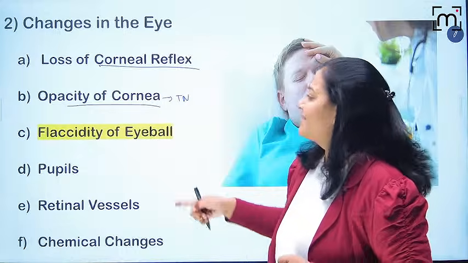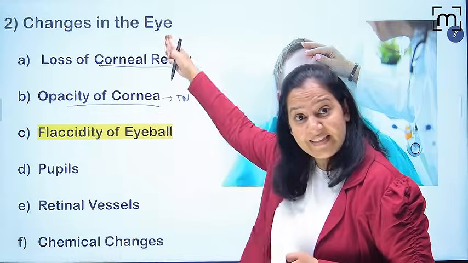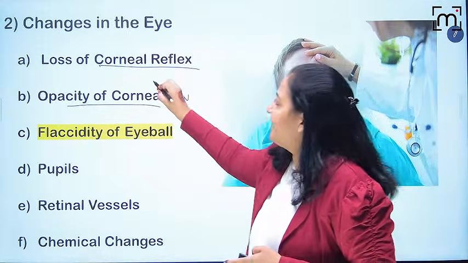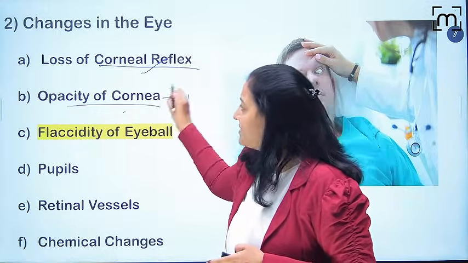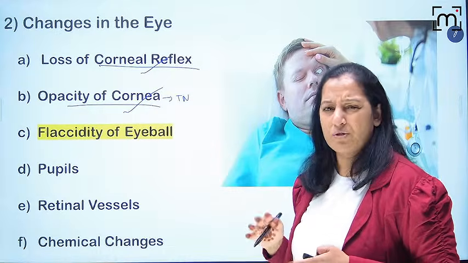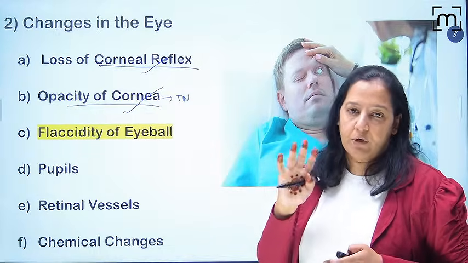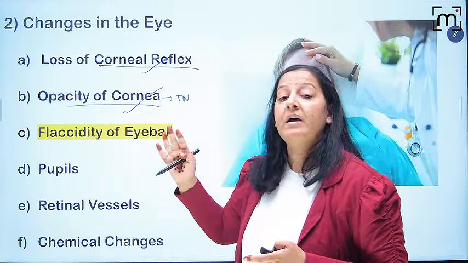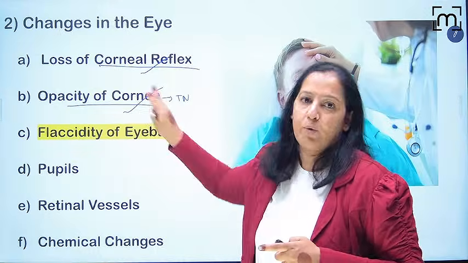So that is the second point we have seen. We have to see 6 things in the eye. We have already seen loss of corneal reflex. We have already seen opacity of the cornea. Not loss of opacity, let me correct myself: loss of shininess of the cornea is opacity of the cornea.